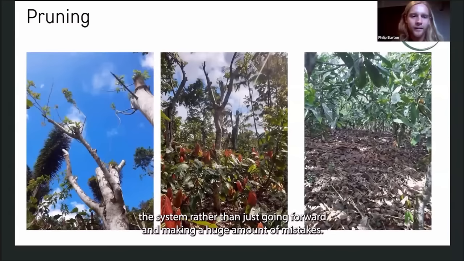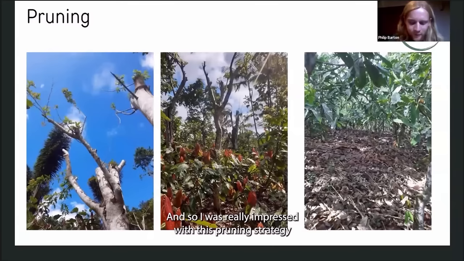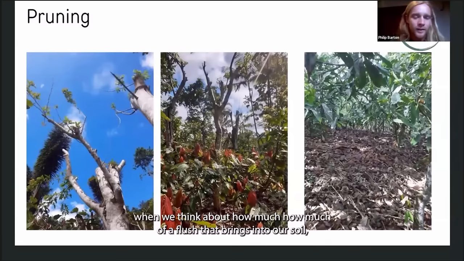Let's learn from each other, to mimic and foster ecosystem restoration. And so I was really impressed with this pruning strategy. When we think about how much of a flush that brings into our soil, the plant invests into its root zone and feeds the microorganisms that are below the soil.